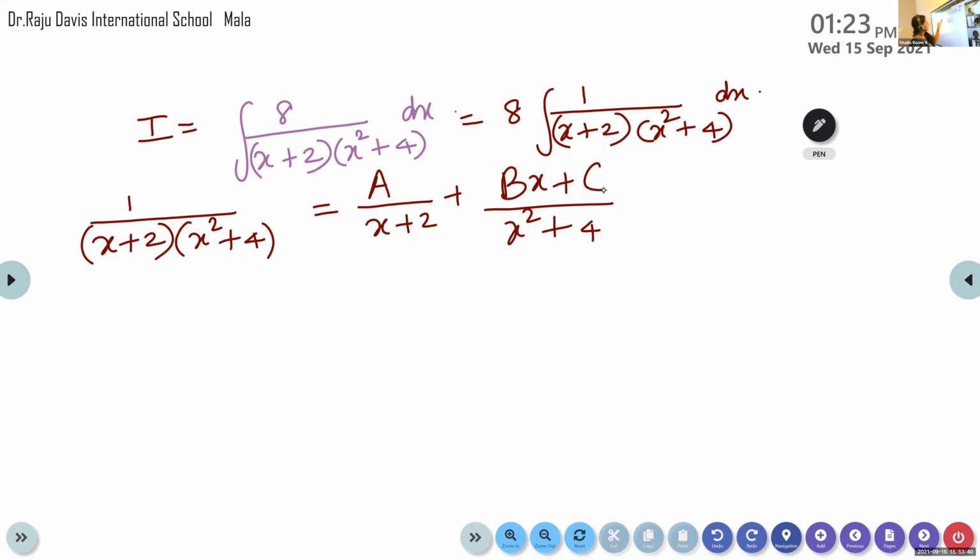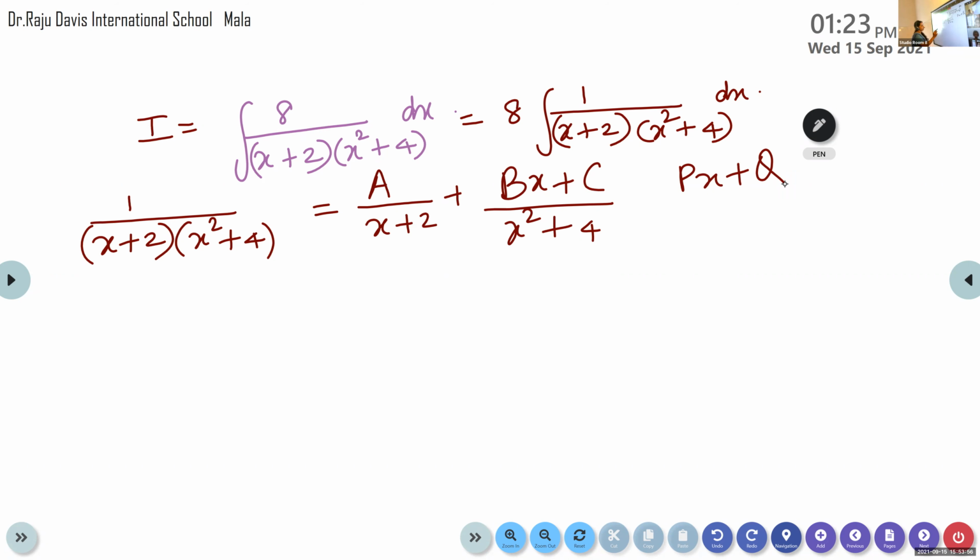Already we selected A, so you can write B and C. If you want, you can write Px plus Q. Some linear form you have to write. Is it clear? Where A, B, C are the constants we have to find.